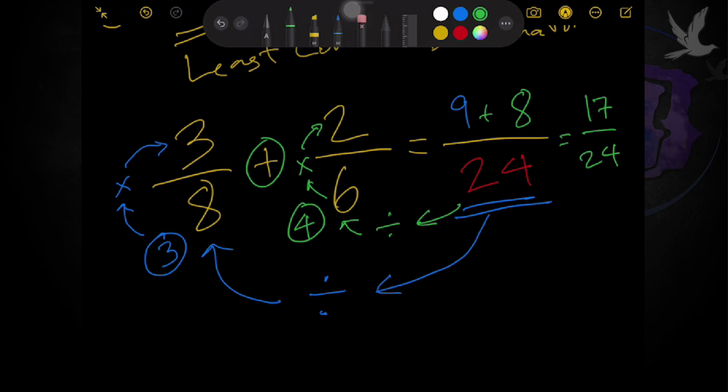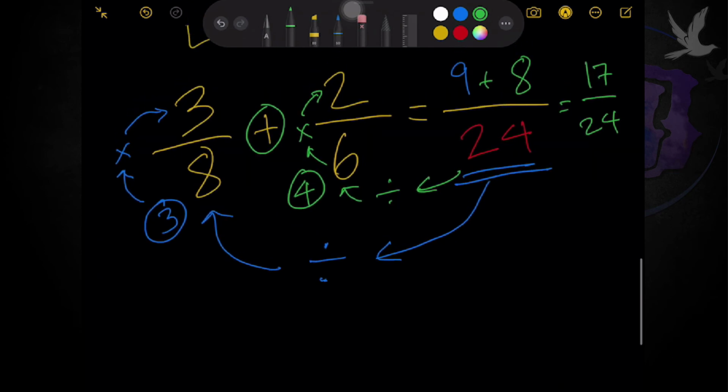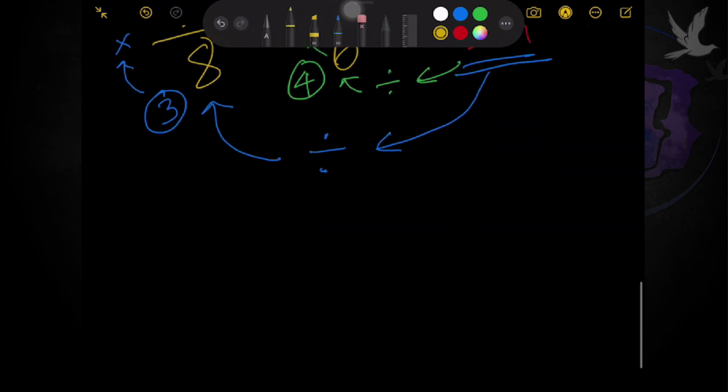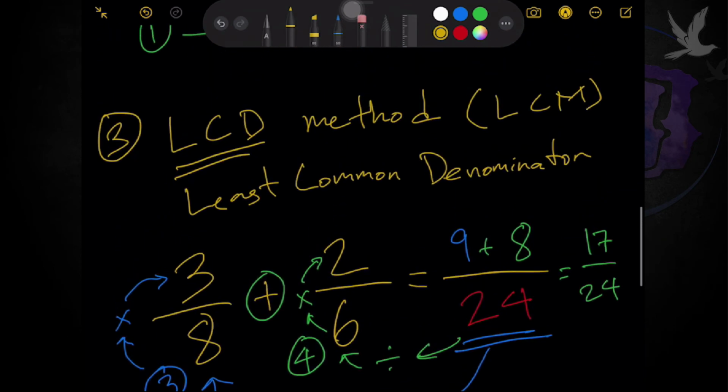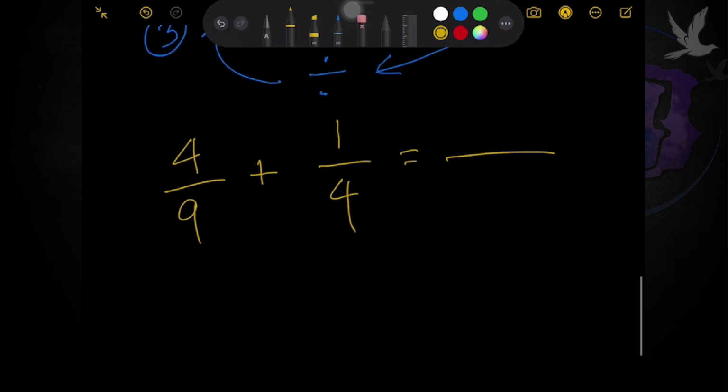Sorry. Okay, again, explain ko again by giving you another example. 4 over 9 plus, let's say, 1 over 4. Getting the first, again, ang kailangan natin dito gawin when it comes to the LCD method is just to get the LCD. Kailangan natin ng LCD dito.